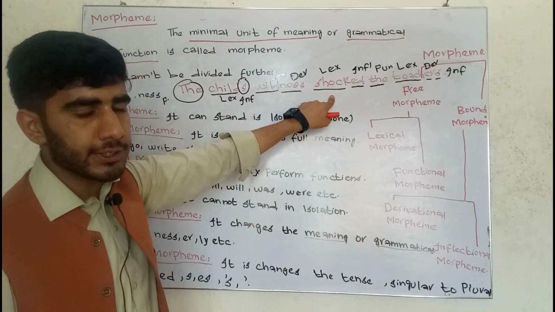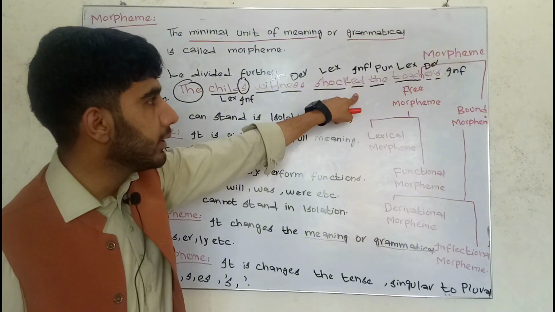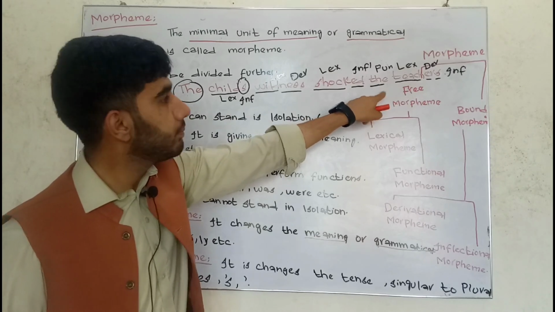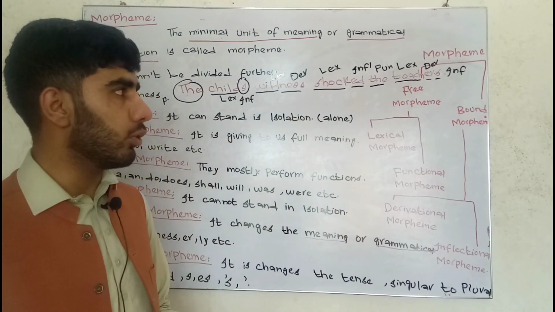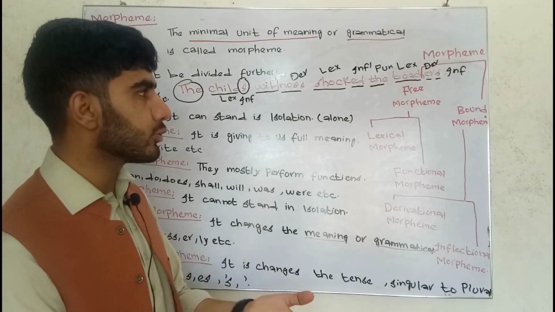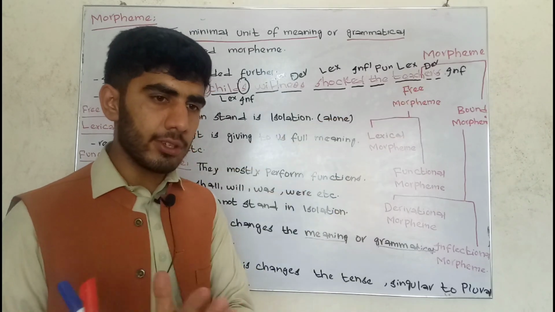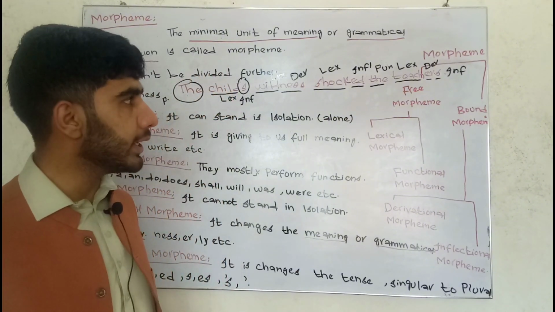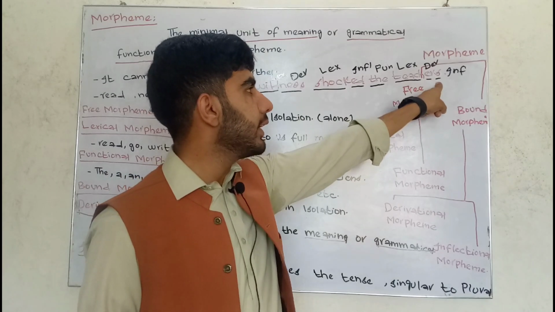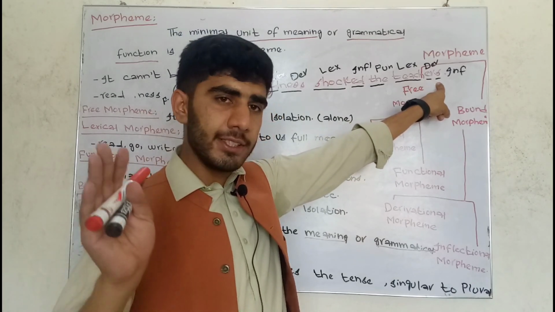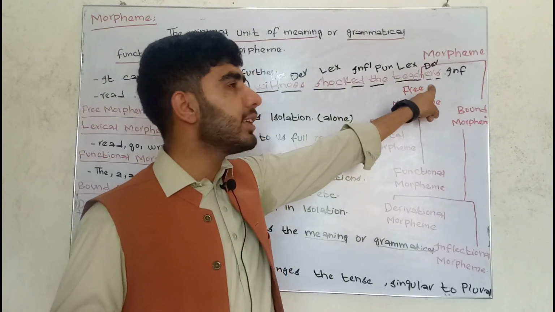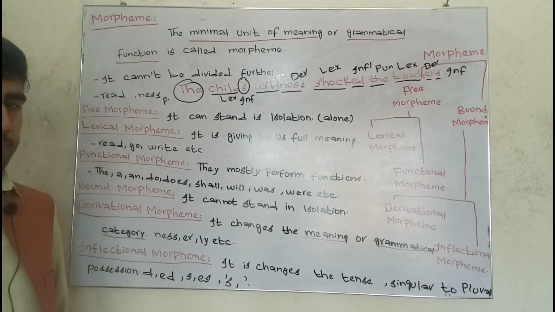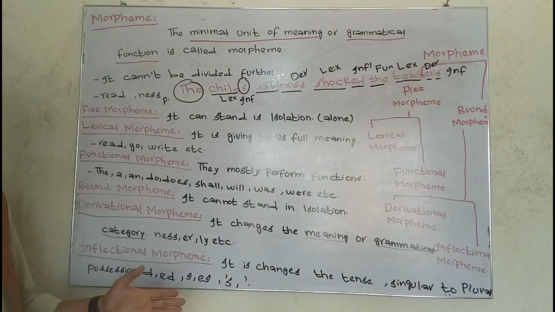Shock is giving us full meaning, so it's a lexical morpheme. Ed is an inflectional morpheme because it's changing the tense. And again, the is a functional morpheme. Teachers: in this one word there are three morphemes, teach, er, and s. Teach gives us full meaning, teach, taught, teaching. It's a lexical morpheme. Er is a derivational morpheme because it's changing the meaning and the grammatical category too. But the last one is an inflectional morpheme because it changes singular to plural. Teacher is singular, but teachers is plural, so that's why it's an inflectional morpheme.